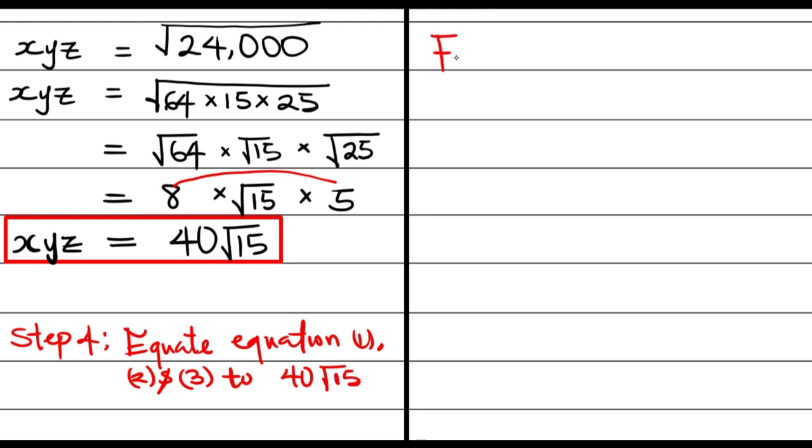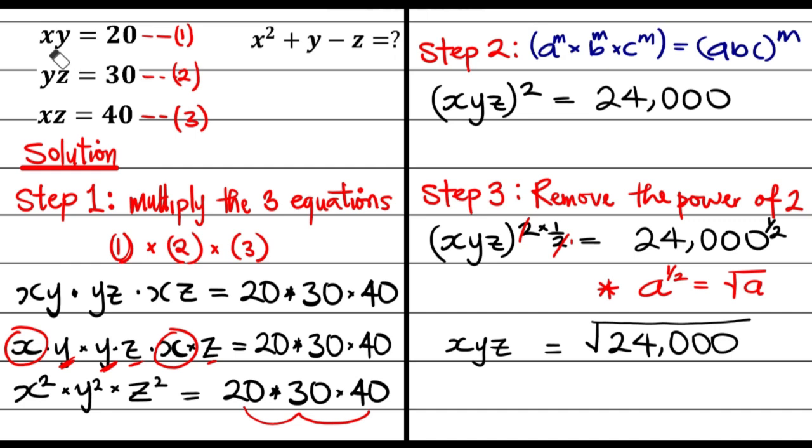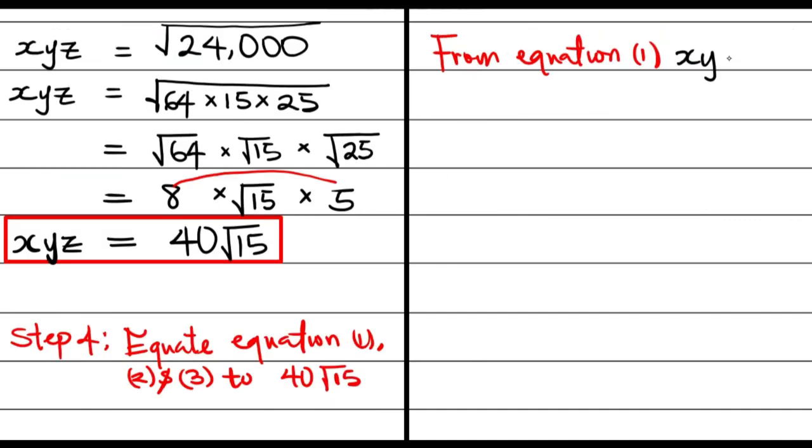So I'm going to say from equation 1. You still remember what equation 1 is? That is from the beginning, xy equals 20, that is equation 1. So I'm writing xy equals 20. That from what we've gotten here, xyz is 40 root 15.